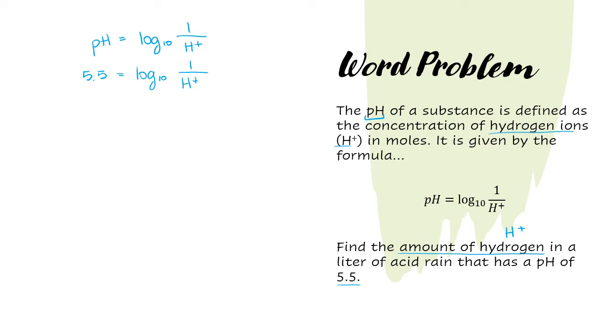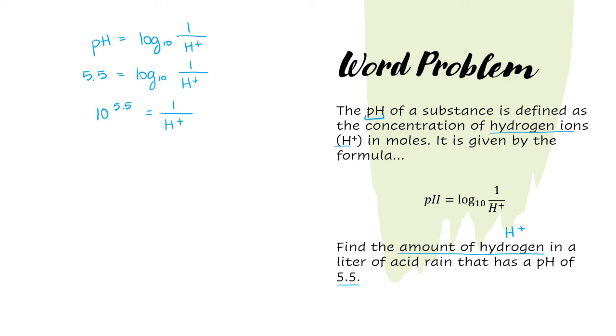Well, let's go ahead and rewrite this so that we have exponential form. So I'm going to rewrite this as 10 to the 5.5 power is equal to 1 over H+. That step was not necessarily using properties of logarithms. That was taking my logarithmic expression and turning it into exponential form.